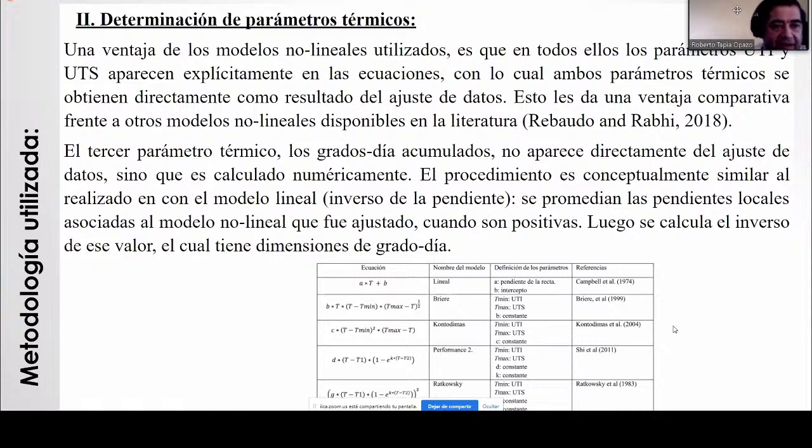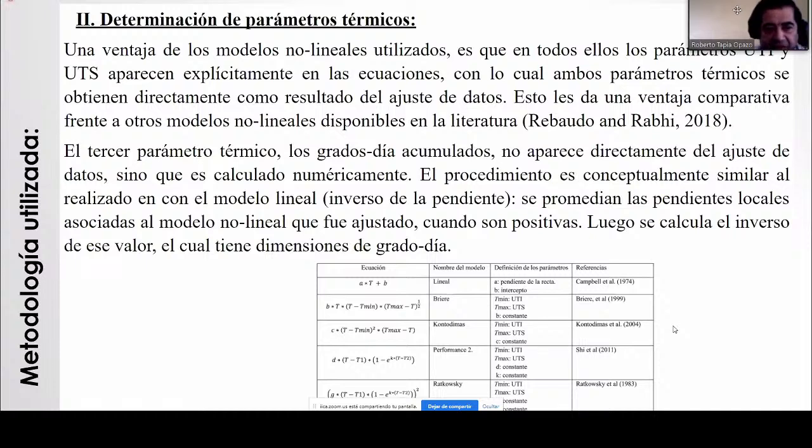An advantage of nonlinear models that we've used is that all of them, the T min and T max parameters explicitly appear in the equations. So both temperature parameters are directly obtained as a result of the adjustment of data. This gives them a comparative advantage compared to nonlinear models available in literature.